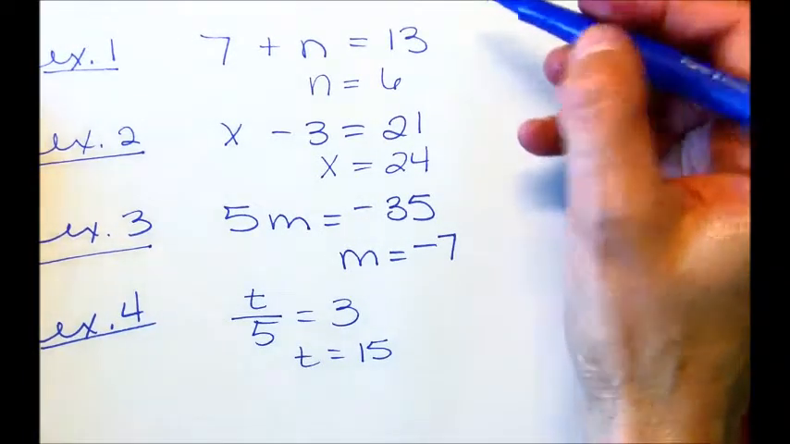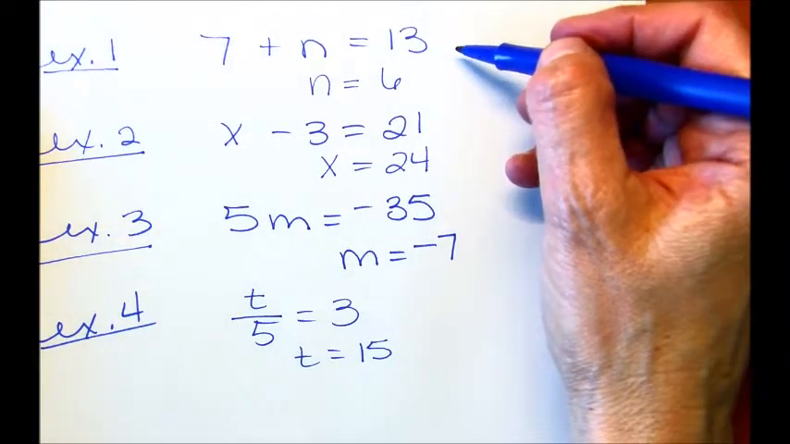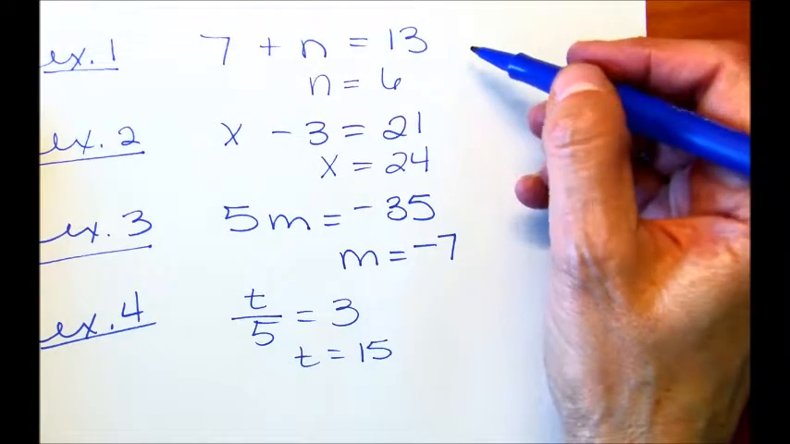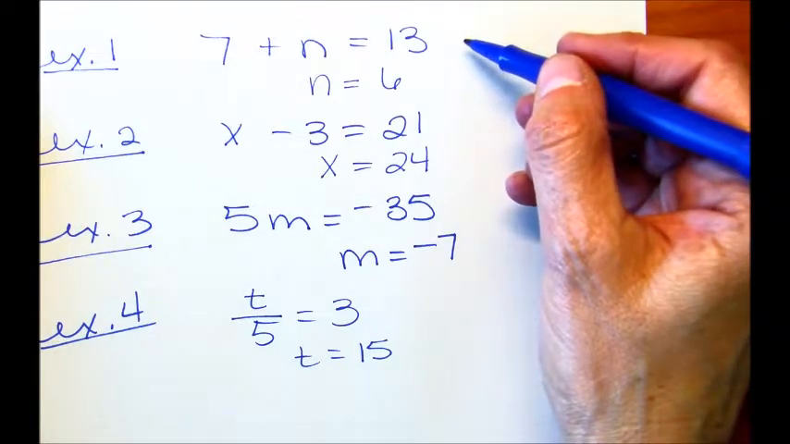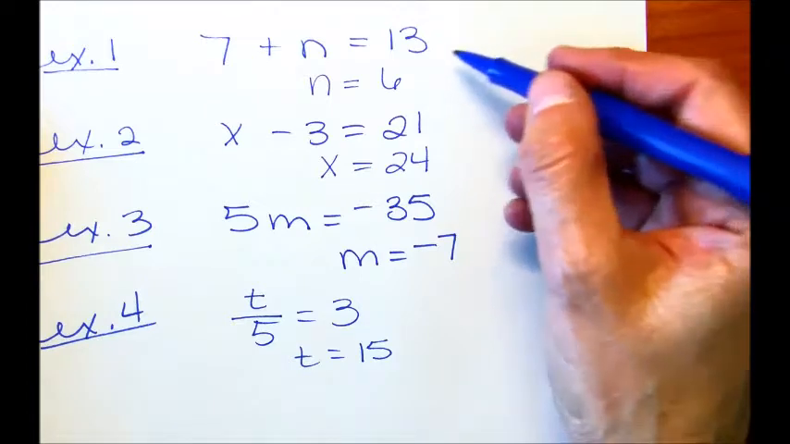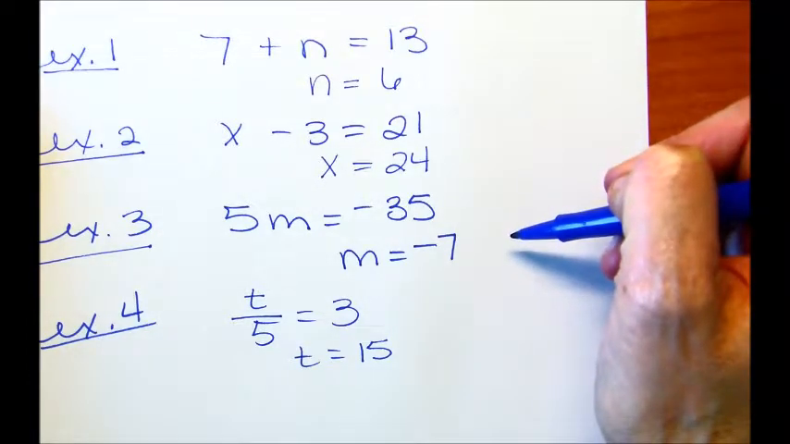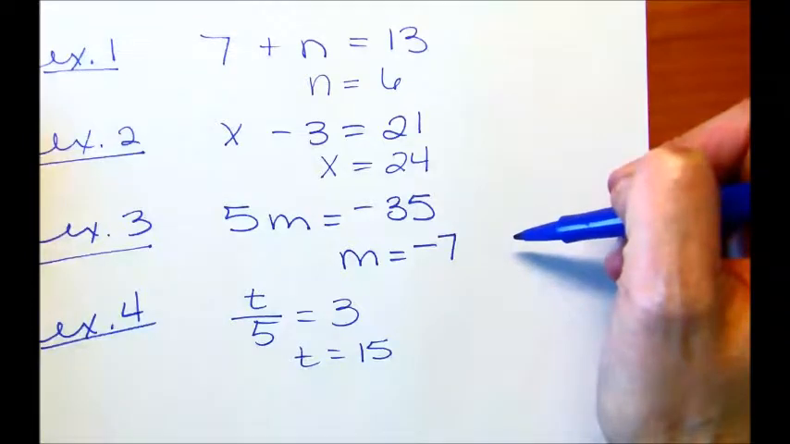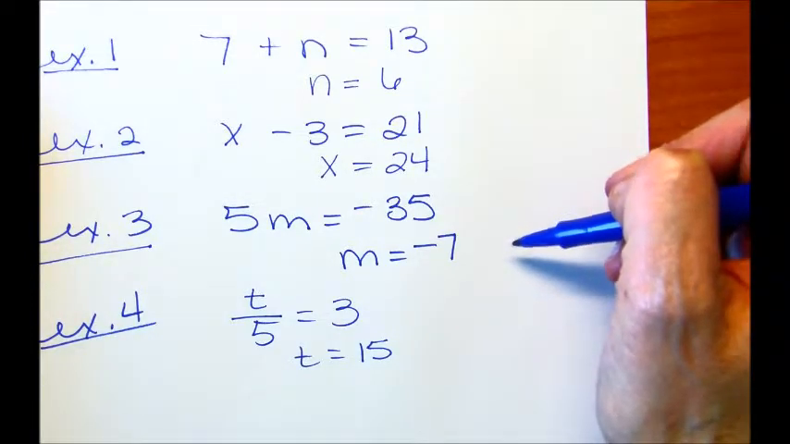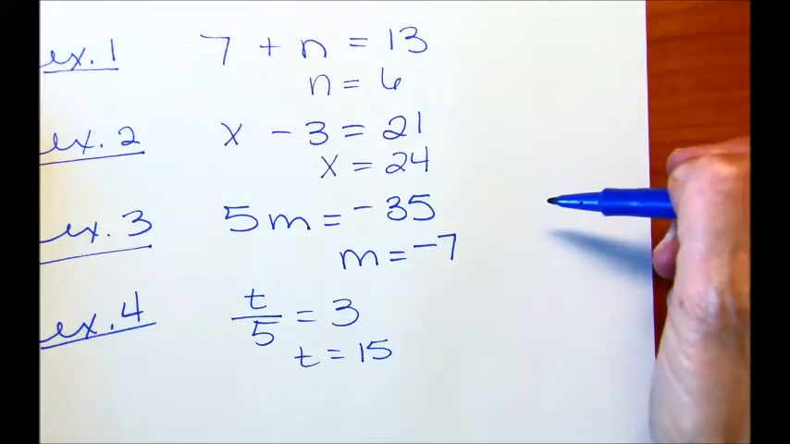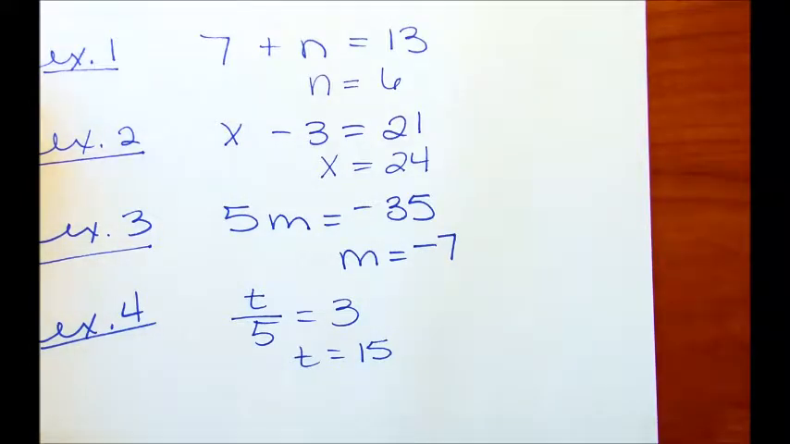Now in all of these cases, these equations were rather simple. We could easily figure out what the answers were by just thinking about the problem. But oftentimes you're going to be given numbers that are not as easy to figure out, and what you want to do is follow some rules so that you can solve for your unknown variable, and it will work every time if you follow those rules. So let's go ahead and look at some of those rules.